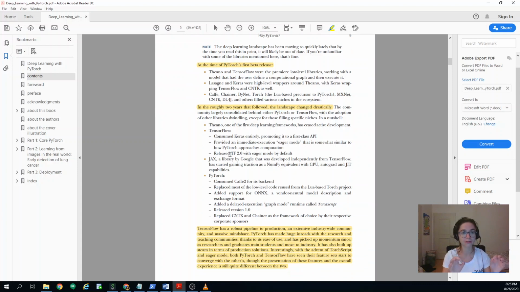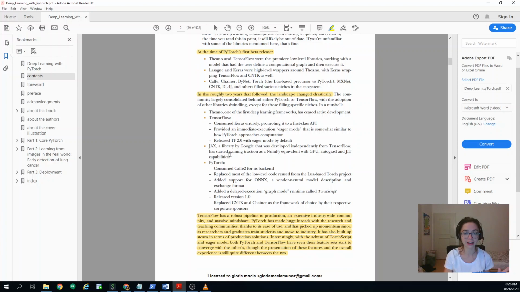And they tell you what happened. At the time of PyTorch's first beta release, you had Theano and TensorFlow, which were very low level libraries, and you had to, as a user, define the whole computational graph. We will learn what that means, and then execute it. So that left a caveat. And that caveat was covered by Lasagne and Keras, which were high level wrappers around Theano, and Keras was also wrapping TensorFlow and CNTK. That's the deep learning framework from Microsoft. And then you have Caffe, Chainer, DyNet, Torch, which is the Lua-based precursor of PyTorch. So we'll see more about that. MXNet, the deep learning framework from Amazon, and others filled little niches that were left in that ecosystem, right? Then the PyTorch beta release came out in January 2017, and things in these years changed dramatically.